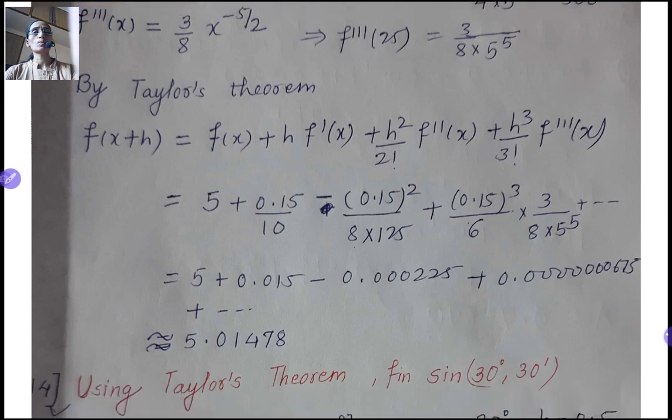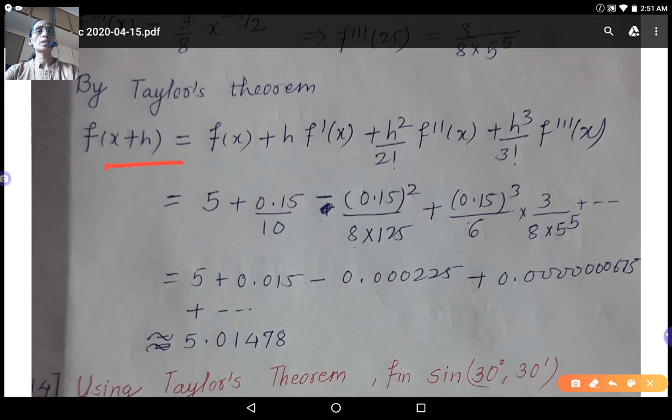Taylor's theorem is used in this form: f of x plus h is equal to f of x plus h into f dash x plus h square upon 2 factorial f double dash x plus h cube upon 3 factorial f triple dash of x. Just put the values.